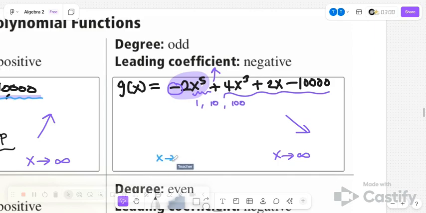X is approaching negative infinity, meaning x is getting smaller: -1, -10, -100. Because we have an odd degree, all the negative signs are going to survive, so it's still there. And then there's another extra negative in front of the 2. Two negatives make a positive, right? The opposite of the opposite is positive. So we see that the numbers are getting bigger. In this case, the end behavior of this kind of function is going to be up, down.